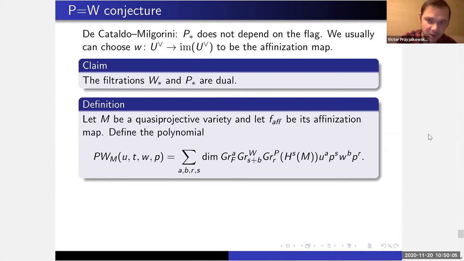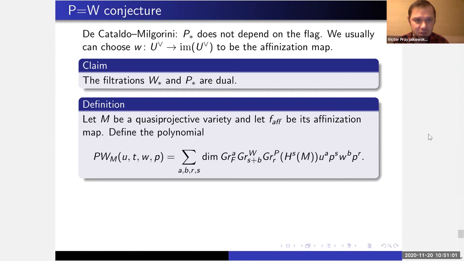And the P equals W conjecture claims that this filtration, which depends just on the decomposition of the anticanonical divisor on a Fano variety, should be mirror dual to the weight filtration of the mixed Hodge structure of the complement of this divisor. To be more precise, given a quasi-projective variety, we can consider its affinization map and define an analog of the Hodge polynomial. It is a polynomial in formal variables whose coefficients are the dimensions of graded pieces for all these filtrations: the Hodge filtration, the weight filtration, and this perverse filtration.